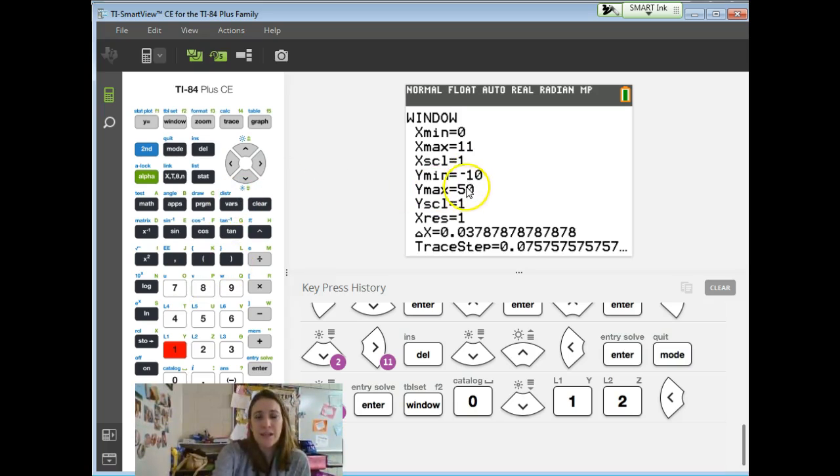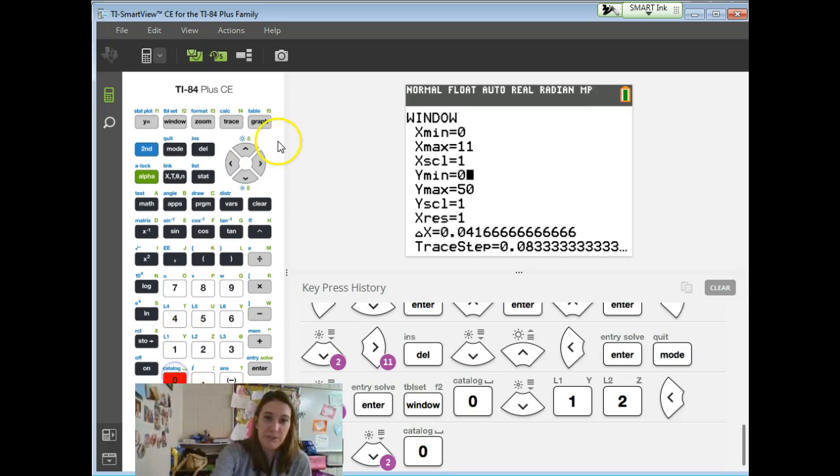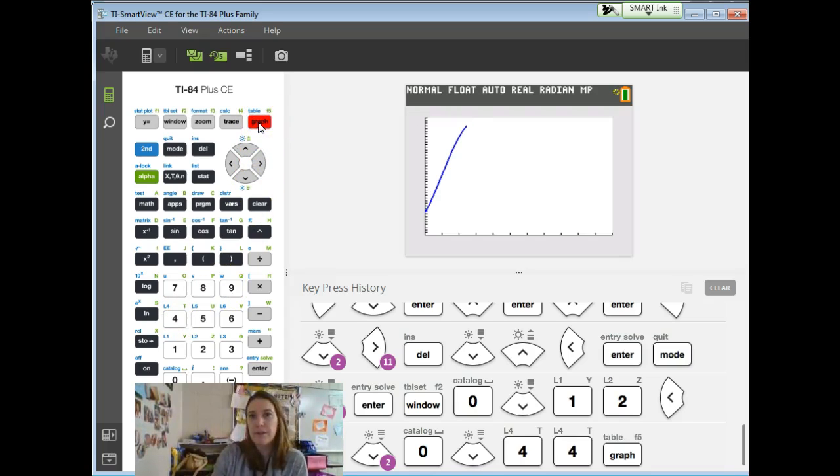For my y's, I do know. Remember we graphed it? Wasn't the Ferris wheel, 43 was the top? So what if we went to y minimum? And I started at 0, even though the Ferris wheel doesn't hit the ground. Let's go ahead and say 0. And then for our maximum, it was up at 43. So I'm going to give myself a little bit of wiggle room, though. I'm going to say 44. Okay. Now hit graph. Oh, that's lovely.